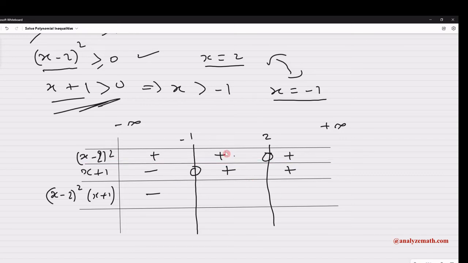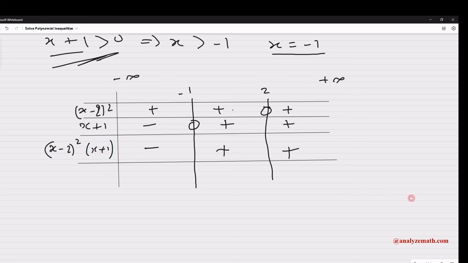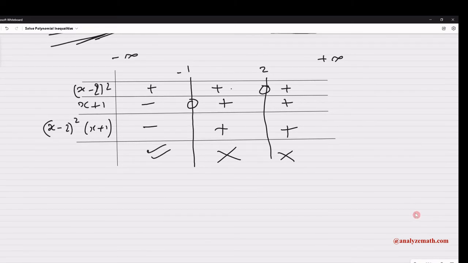Positive multiply positive. We are multiplying. That will give me positive here and positive here. Plus with the plus. We are looking for negative, the product negative. This is the interval when it's negative. This one out, this one out. Let's write the solution. Let's use number line this time first.